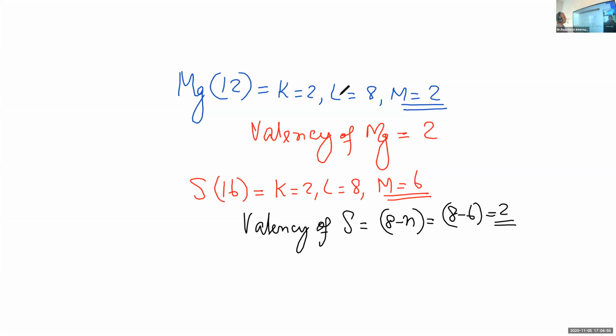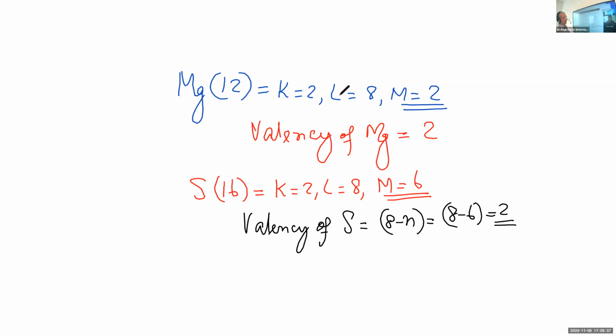So the valency of sulfur, a non-metal, is equal to 8 minus n, where n is the number of electrons present in the outermost shell, which is equal to 6. During chemical reactions, one atom of sulfur gains 2 electrons. One atom of sulfur gains 2 electrons. So the number of electrons gained by one atom of sulfur is equal to 2. And therefore, the valency is equal to 2.